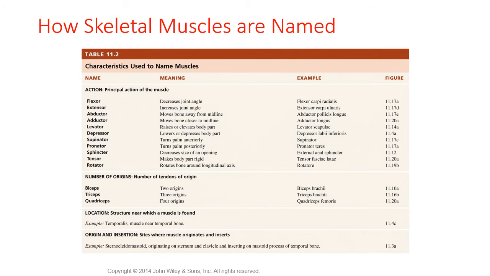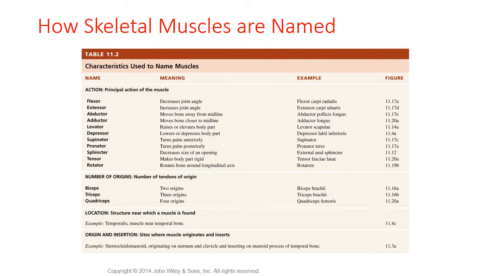So occasionally you'll notice that the number of tendons as well, or number of origins, will also dictate the name of the muscle. So the biceps would, as you would think, have 2 origins or 2 heads. Triceps, of course, have 3. Quadriceps would have 4. But occasionally you might find, especially the muscles around the face, that may tell you what the location is. So in this case, the temporalis, it basically will originate up around the temporal bone and then insert into the jaw.